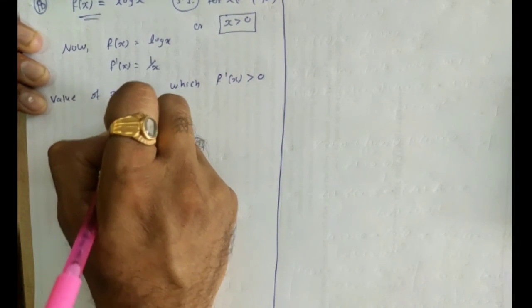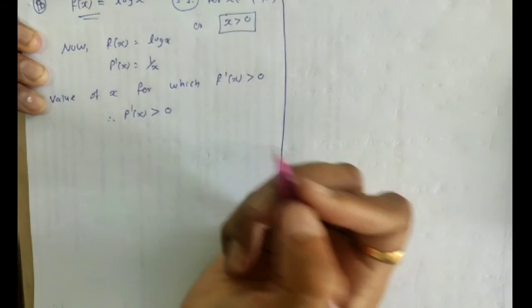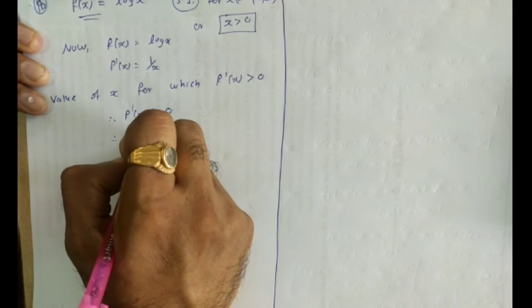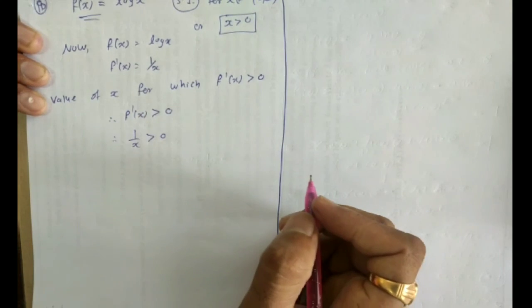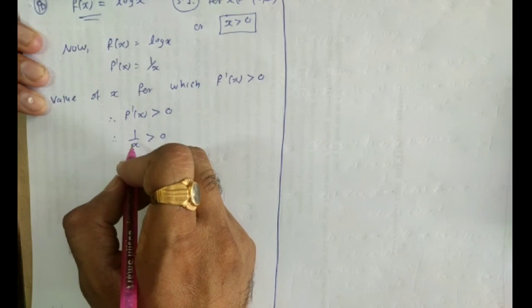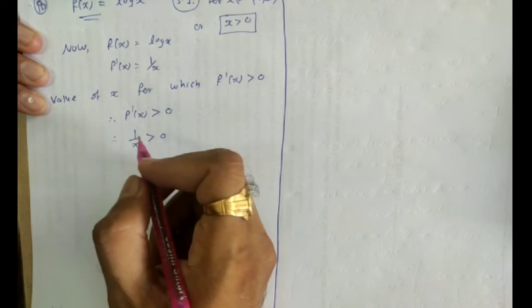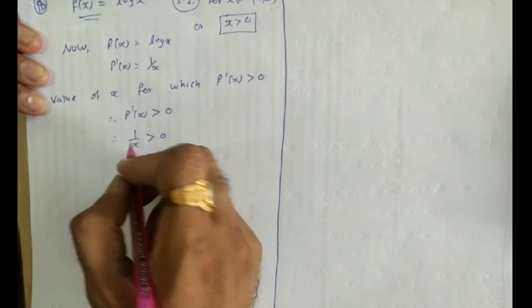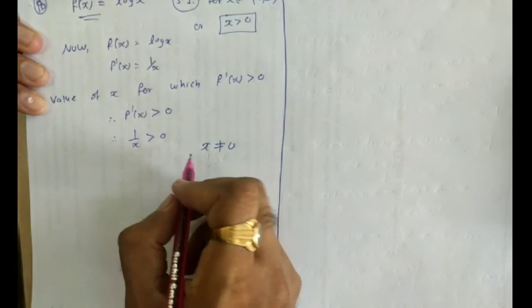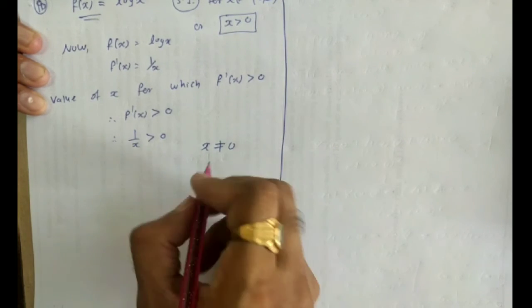So here we are finding the x for which f dash x is greater than 0. So what is our f dash x? f dash x is 1 by x, which should be greater than 0. Done. So what is x? If you take x as a negative number, this ratio will be negative. And if you take x as a positive number, here x is not equal to 0. If x becomes negative, it will be less than 0.